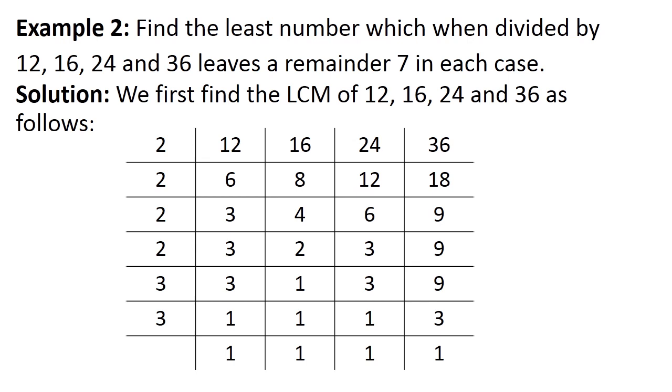First write 12, 16, 24 and 36. First you will start with 2. 2 6s are 12, 2 8s are 16, 2 12s are 24, 2 18s are 36. Again with 2, 2 3s are 6, 2 4s are 8, 2 6s are 12, 2 9s are 18.